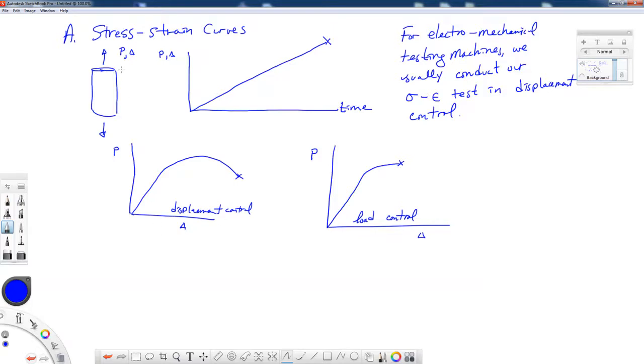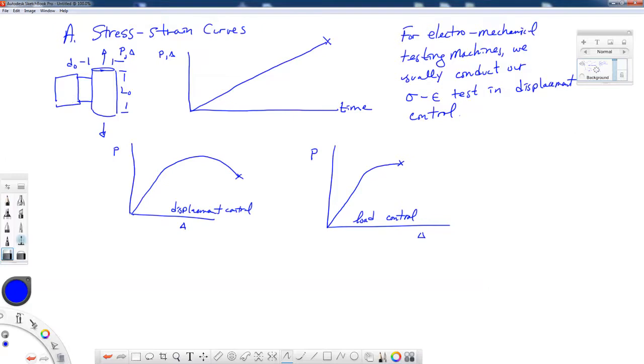We have our specimen, and before we test our specimen, we measure our original length and our original diameter of our specimen in the gauge section. We would take and we would hook up an extensometer, which is a device that measures strain. And that extensometer has some initial gauge length.